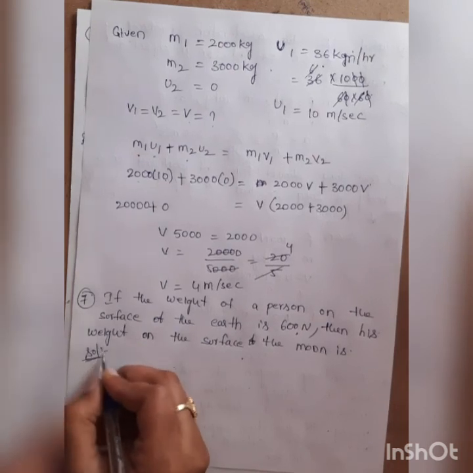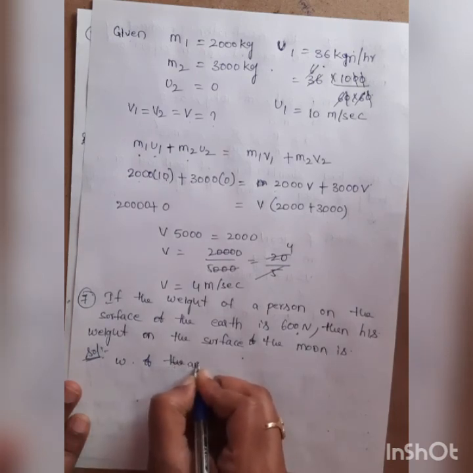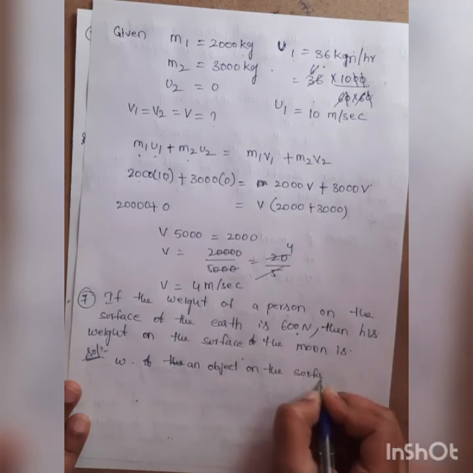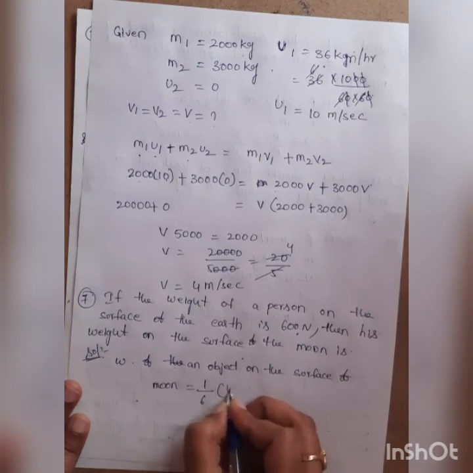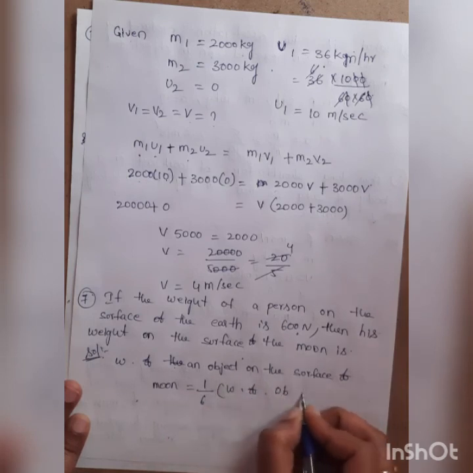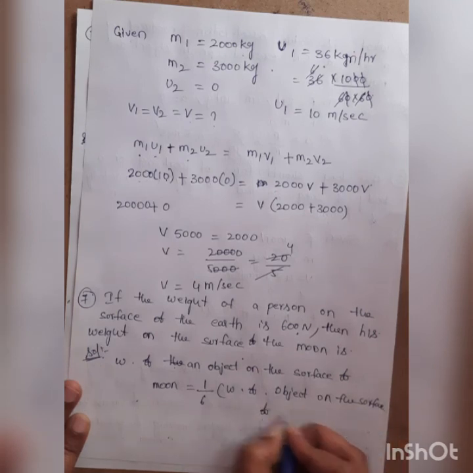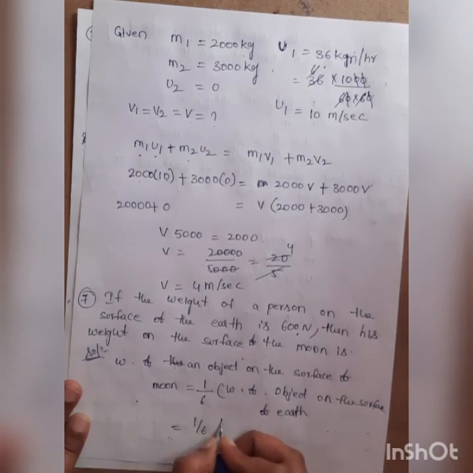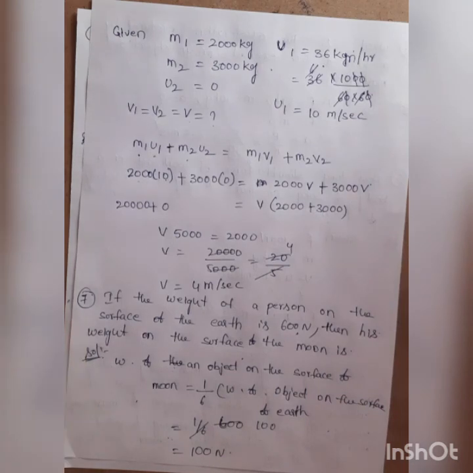So here we know the formula: the weight of an object on the surface of the moon is equal to 1/6 into the weight of the object on the surface of the Earth. So that is equal to 1/6 into 600 newtons. So finally the weight of the body on the surface of the moon is equal to 100 newtons.